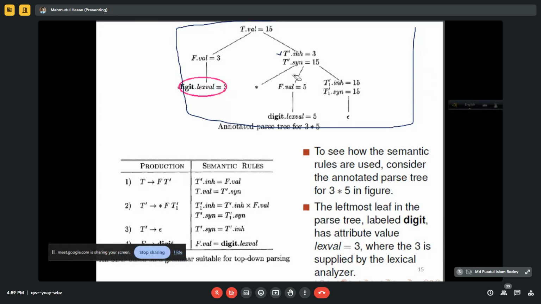But this is not the formal way to draw the dependency graph. Now I am going to discuss the formal way to draw it. Any question? Annotated parse tree for 3 into 5. If you don't have any question, then I will jump to the dependency graph. Okay, sir. No question.